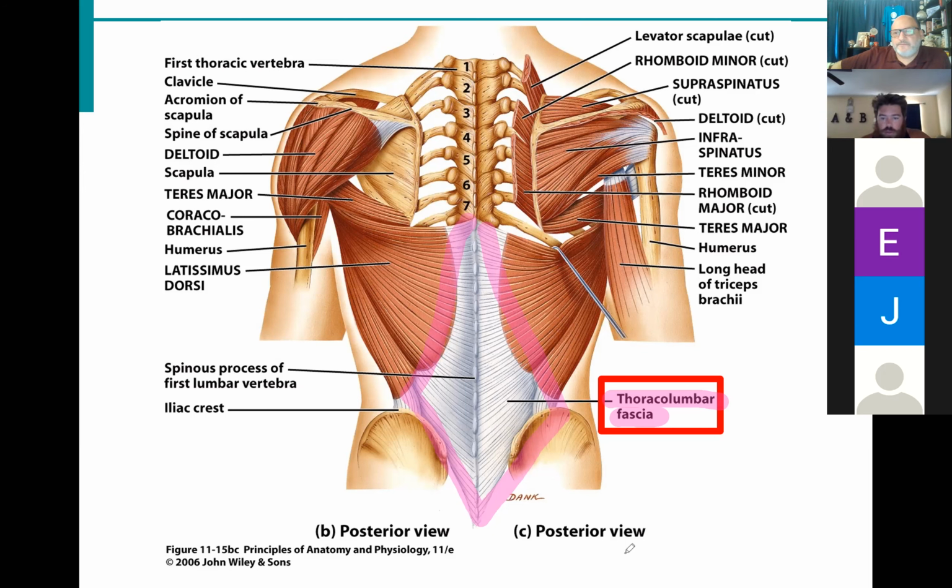Questions on that? All right, excellent. Then just that easily, I think we've hit everything on our trunk list: all the muscles, all the actions, all the origins and insertions we're responsible for, and now all of the structures.